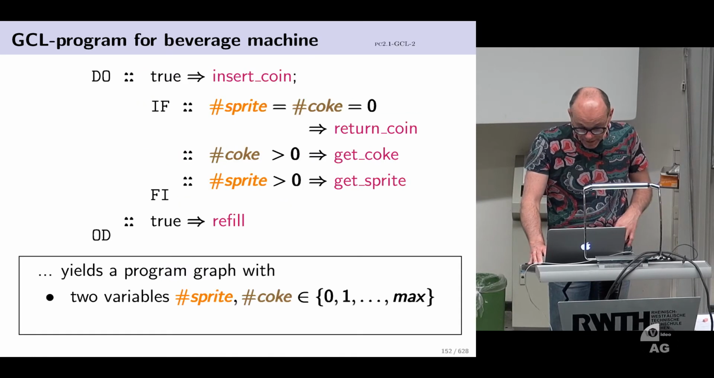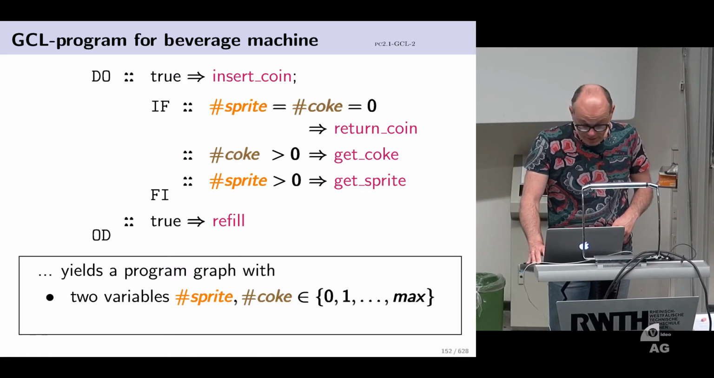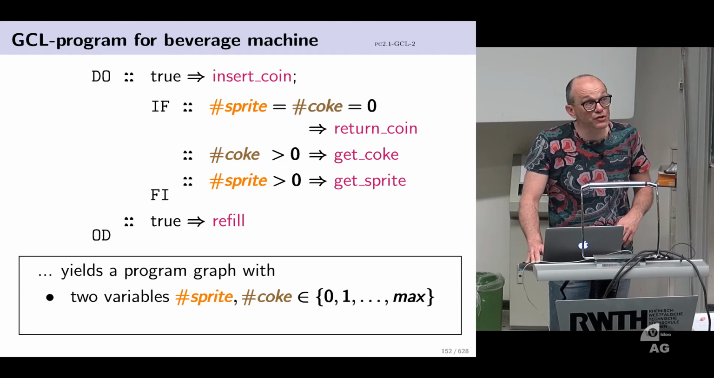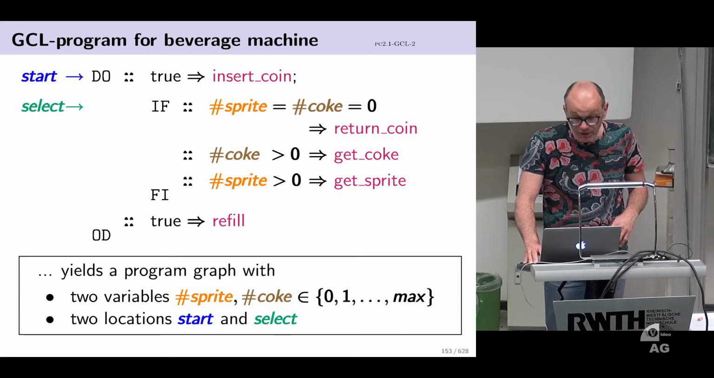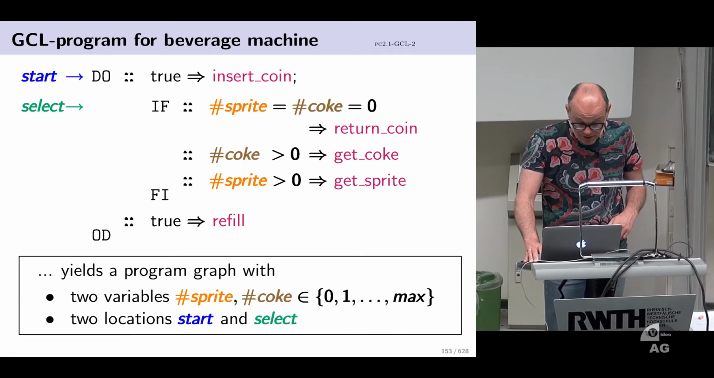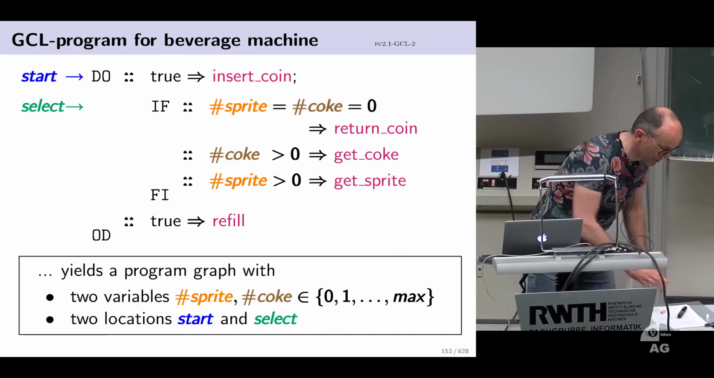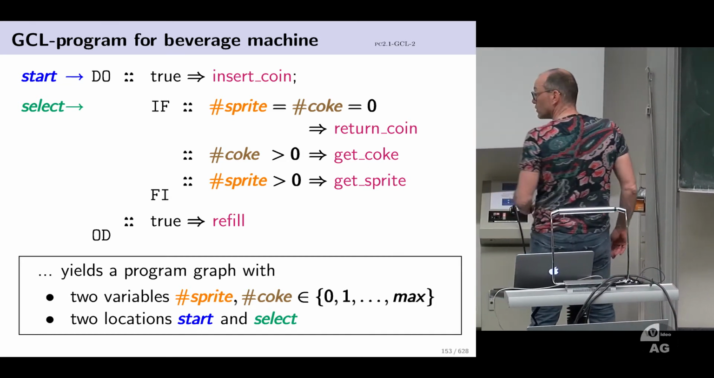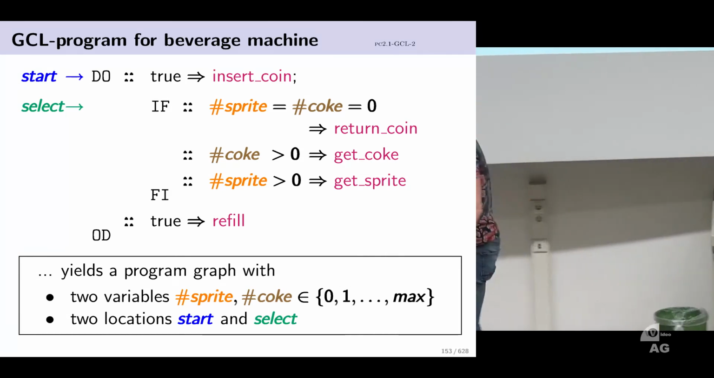So this is the program again. This is a program graph that has two variables, the number of Sprite bottles and the number of Coke bottles. What's the graph? The graph looks as follows. There are basically two locations. So if I would draw the graph, it would look something like this.